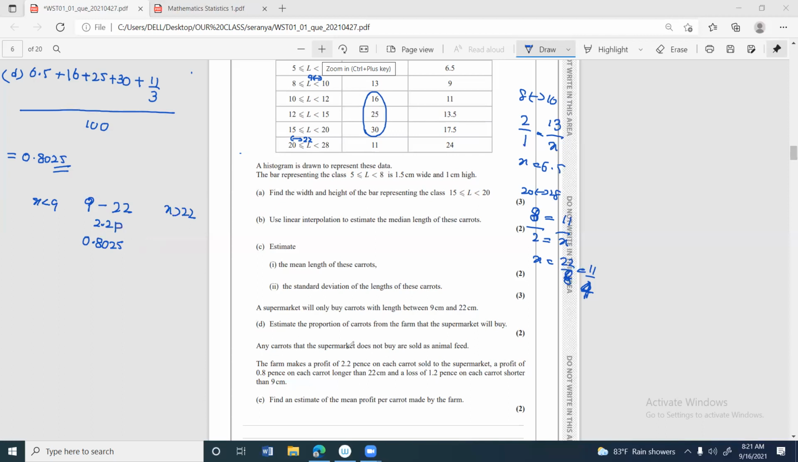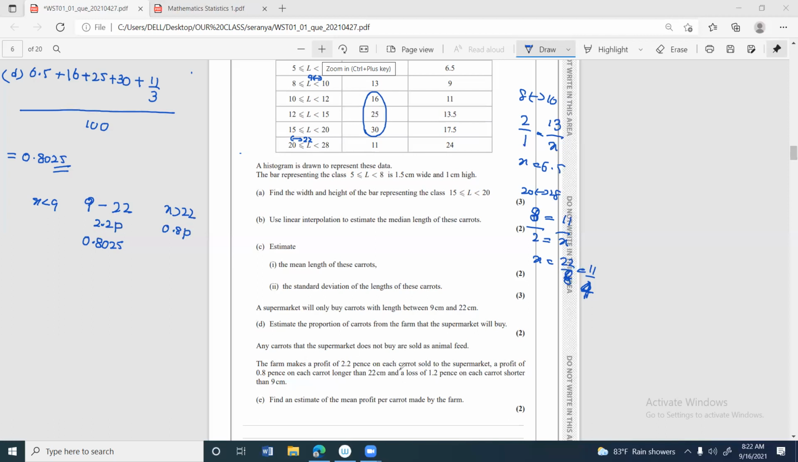Right. Okay. Then the farm makes 2.2 pennies in the supermarket, a profit of 0.8 pennies on each carrot longer than 22. That means for this one, you get a profit of 0.8 pennies.